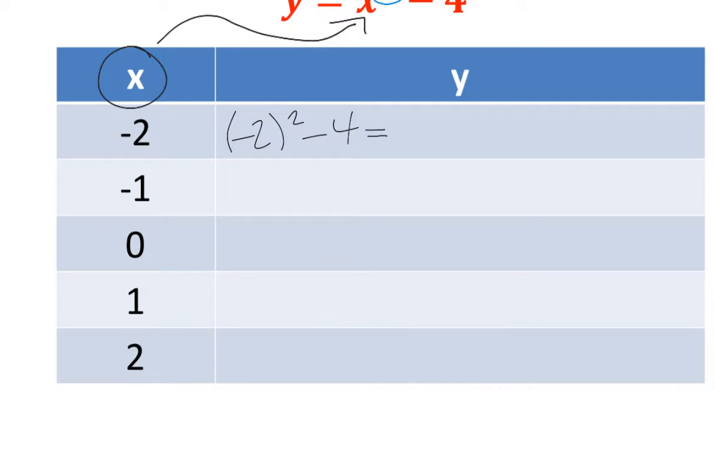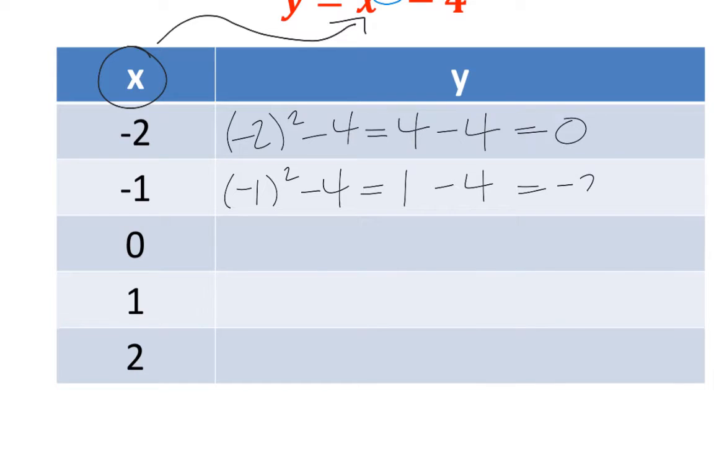Let's simplify that a little bit. -2 multiplied by itself is +4. And +4 subtract 4 is equal to 0. Where did I get that subtract 4 from? Well, the subtract 4 stays exactly the same from the previous step. Let's do this again. I want to square -1 and subtract 4 from that. Well, -1 multiplied by itself is +1, and +1 subtract 4, be careful here, that is equal to -3.